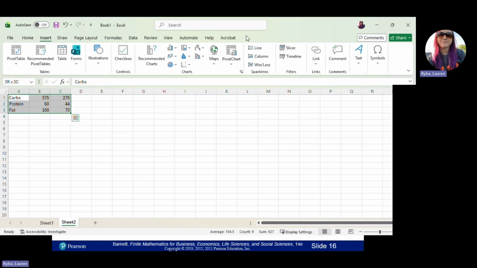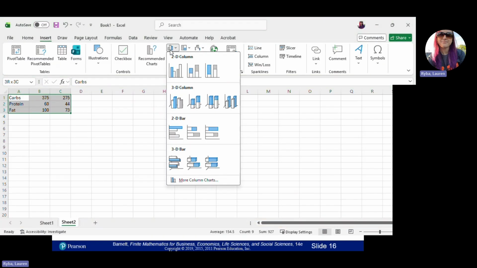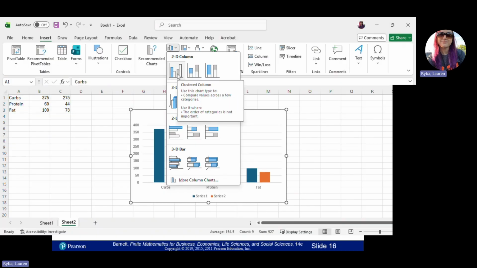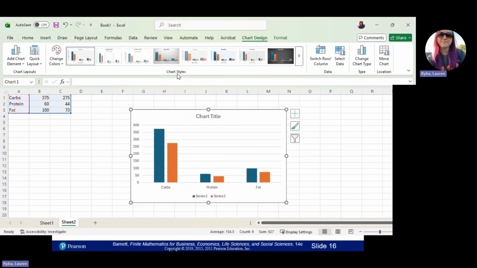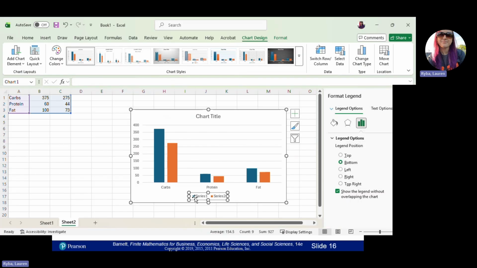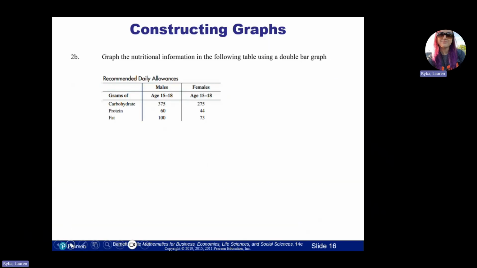So I could insert. I could go to a bar graph. When I want a cluster or a side by side. So then it's going to separate there. Here's your first one goes to 375. The second one goes to 275. And then you do have the option to edit those and say like, this was male, this was female. I just didn't put my labels in here, so it didn't put them there. But you do have the options to change those. Again, or just draw them by hand.